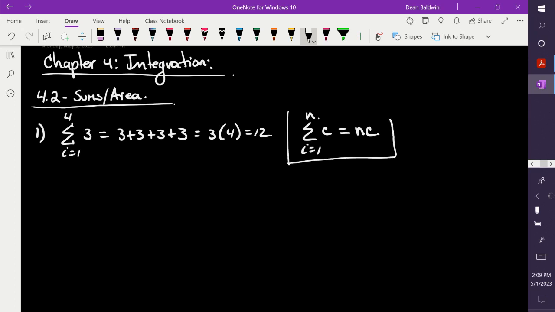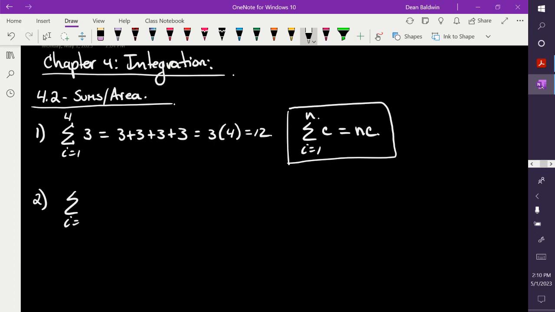I will give you these formulas. In university, you won't get anything, as per usual. So the sum of the constant from i equals 1 to n is equal to nc. Just n times the constant.